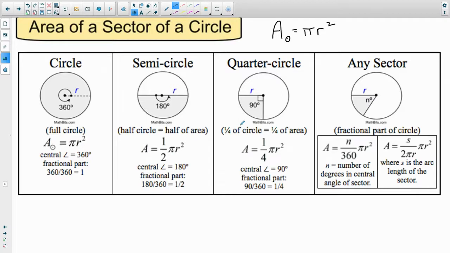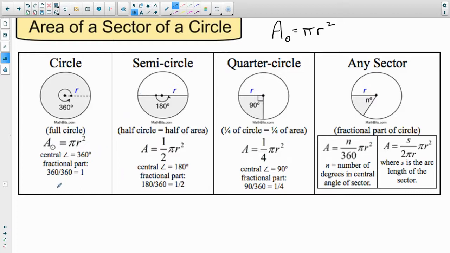And how about a quarter of a circle? That's as if you took a whole entire pizza and just sliced it into 4 slices, right? It's a quarter of a circle. So quite simply, that formula there would be 1/4 of pi r squared, 1/4 of the area of the entire circle. But how do they come up with those fractions?